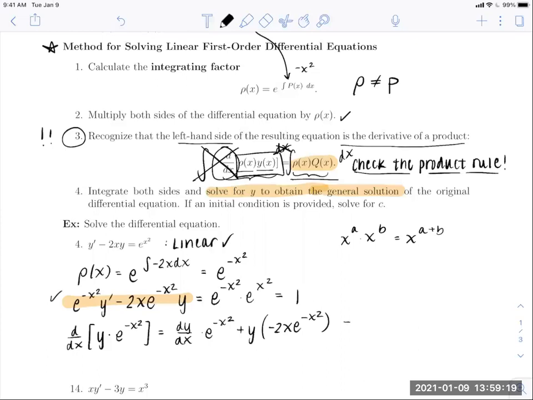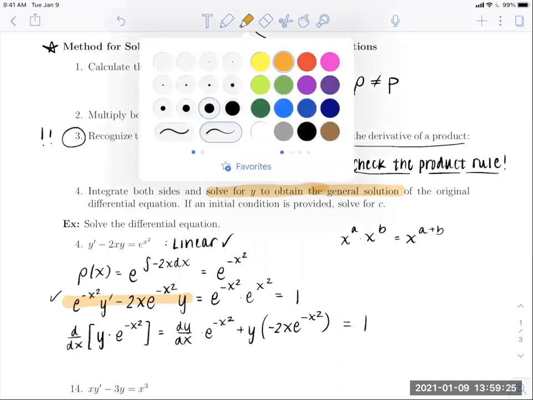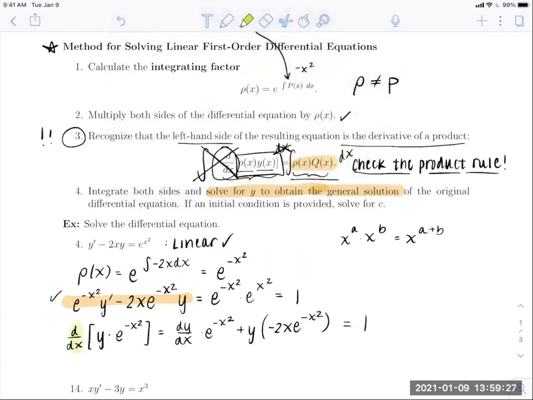And all of this is still equal to 1, which was what our right-hand side was. So now I look at this derivative and I say, how do I undo the derivative? Well, I just apply the integral with respect to that same variable. So I'm going to integrate both sides.